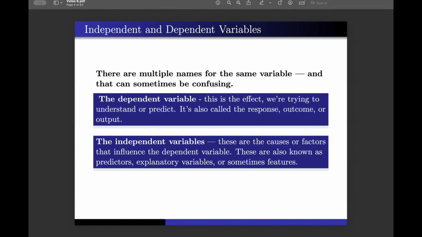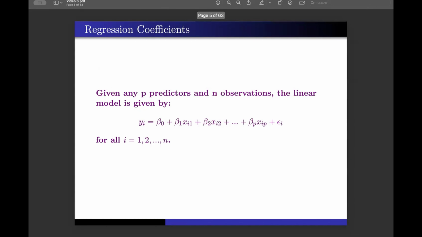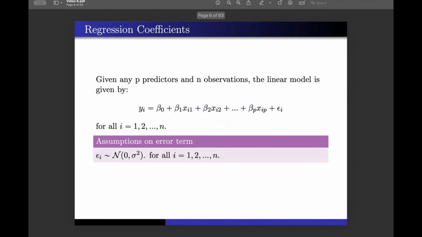All right, with that out of the way, let me talk about something else. Given any p predictors and n observations, the linear model for any ith observation yi would be equal to beta naught plus beta 1 xi1 plus beta 2 xi2, and so on and so forth, plus beta p xip plus epsilon i. And since we have n observations, we have this for all i equal to 1 to n.